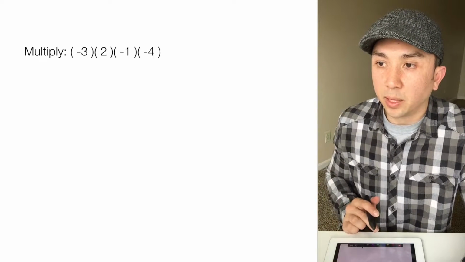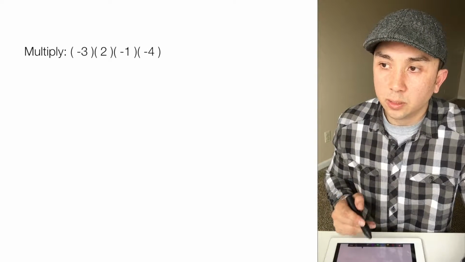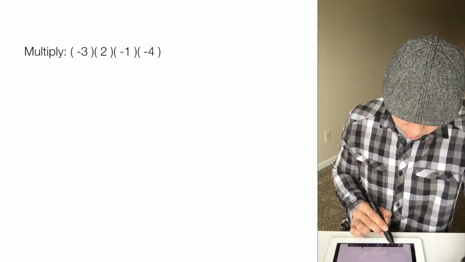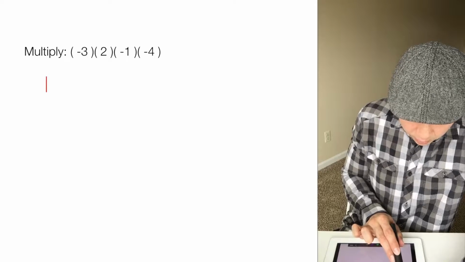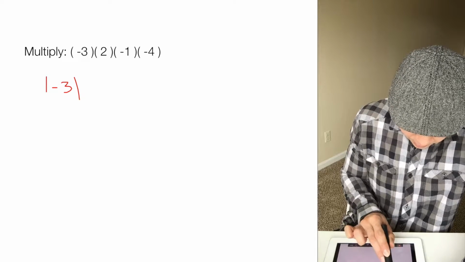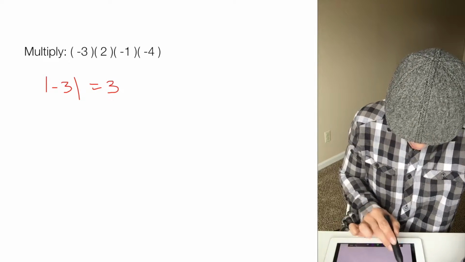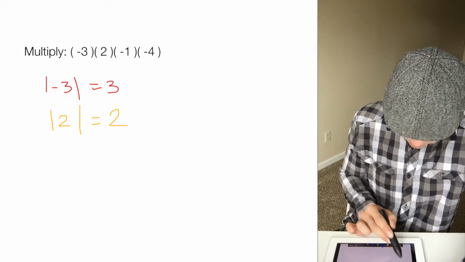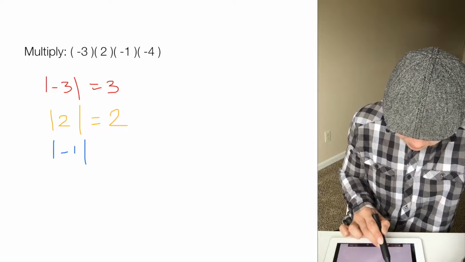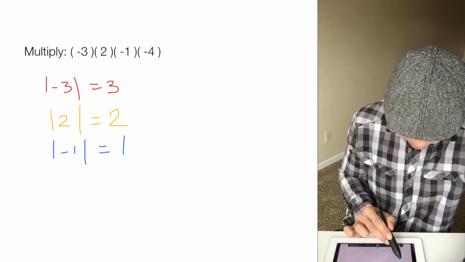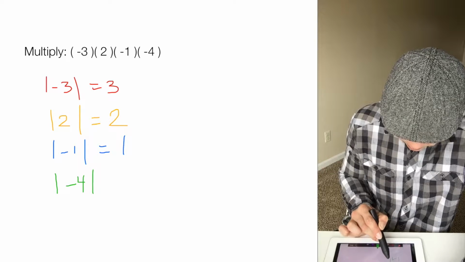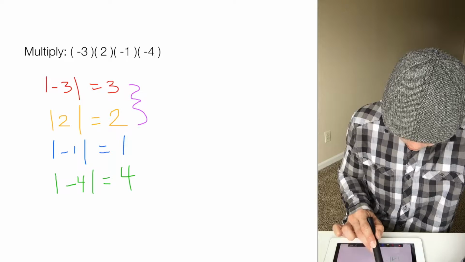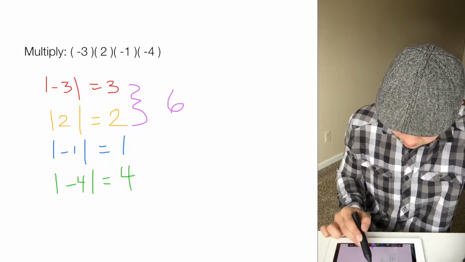So now let's multiply -3 times 2 times -1 times -4. We're going to take their absolute values. The absolute value of -3 is 3. The absolute value of 2 is 2. The absolute value of -1 is 1. And the absolute value of -4 is 4. So now, again, 3 times 2 is 6.